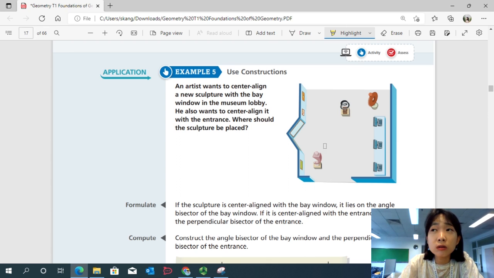Yeah? So, easy. What you're trying to do is construct an angle bisector of the bay window, and then construct a perpendicular bisector on the entrance, and the intersection point of those two will be exactly where the new sculpture needs to be.